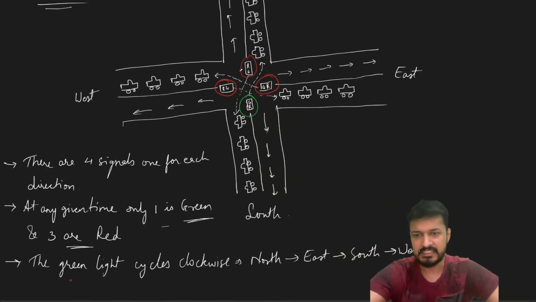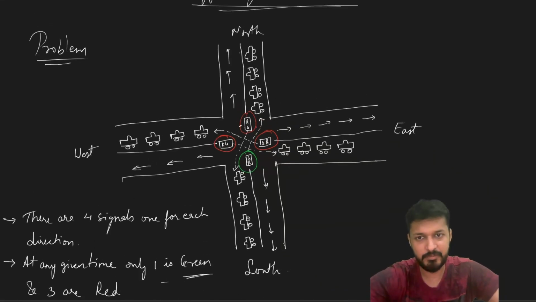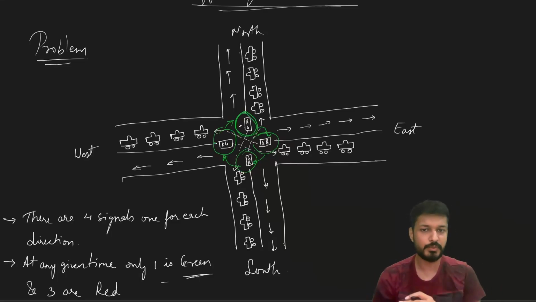Now what? The green light cycles clockwise: north, east, south, west. Okay. So this states initially this signal will be green, right? This states initially this particular signal will be green, right? After this east, this signal will be green, then this will be green, then this will be green, right? And this will follow a clockwise order. So this is the scenario, and this is what we have to replicate, or I can say we have to simulate it using our multi-threading logic, whichever we have learned till now.